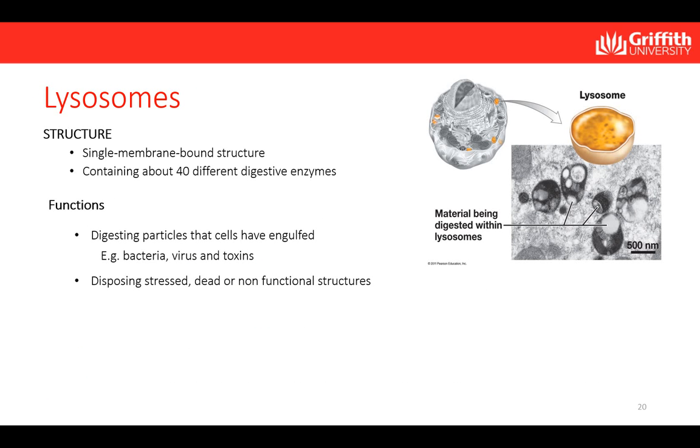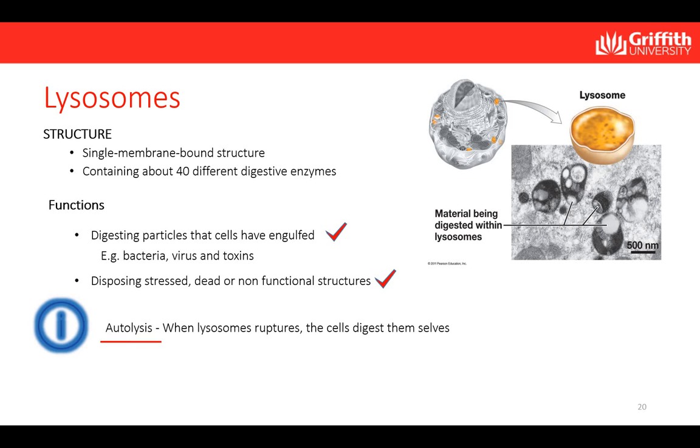Lysosomes are single membrane-bound structures which contain up to 40 different activated digestive enzymes. Lysosomes are very common in phagocytes, since they help digest particles that the cell has engulfed, such as bacteria, viruses, or toxins. Furthermore, they can also dispose of stressed, non-functional, or dead cells and organelles. When lysosomes rupture within cells to digest themselves via the release of various digestive enzymes, this process is called autolysis.